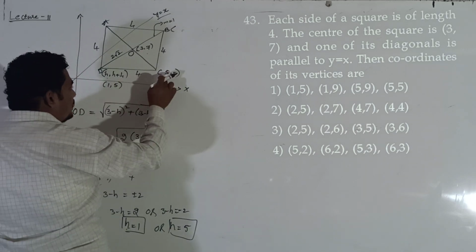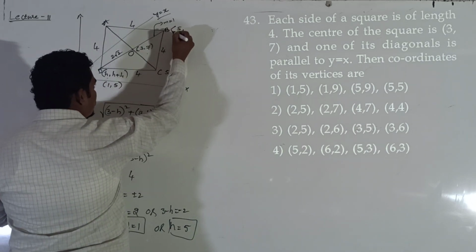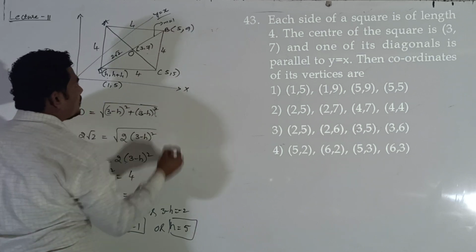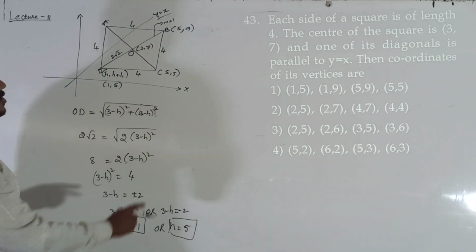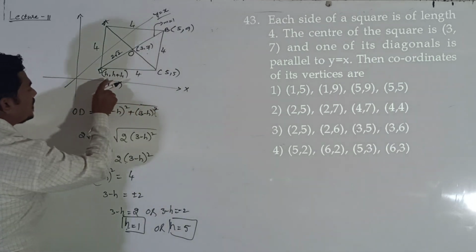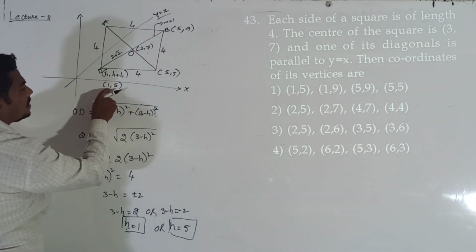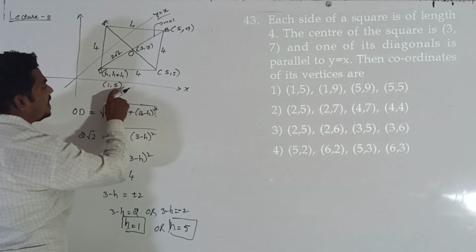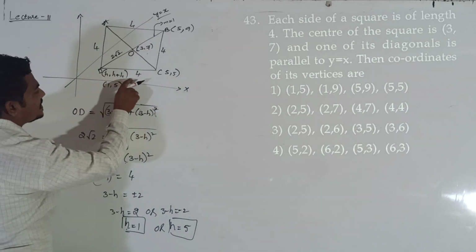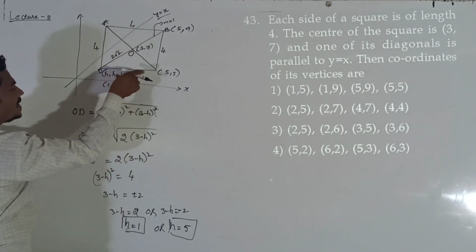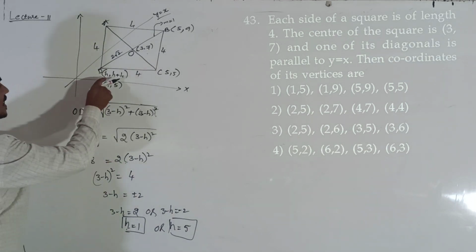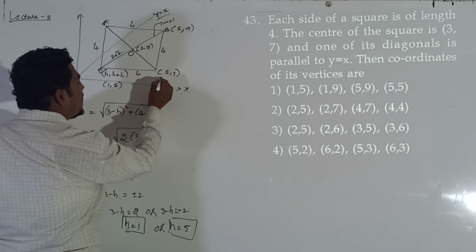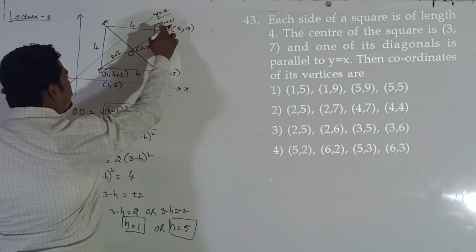The x coordinate of this point is 5, then the y coordinate is 5 plus 4, that is 9 only, right? 5 comma 5, here 1 comma 5 is there, it's parallel to the x axis, so the y coordinate is 5 only, but for the x coordinate just add this length, which is 4 units. Initially it is 1 plus 4 is 5, so this point is 5 comma 5.